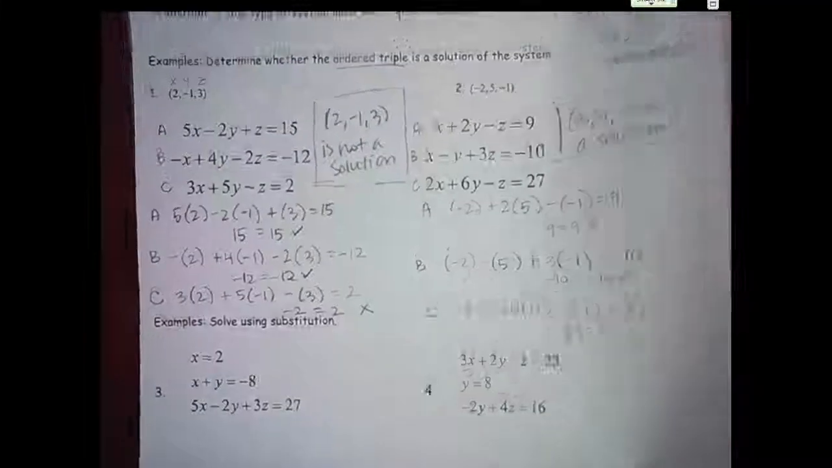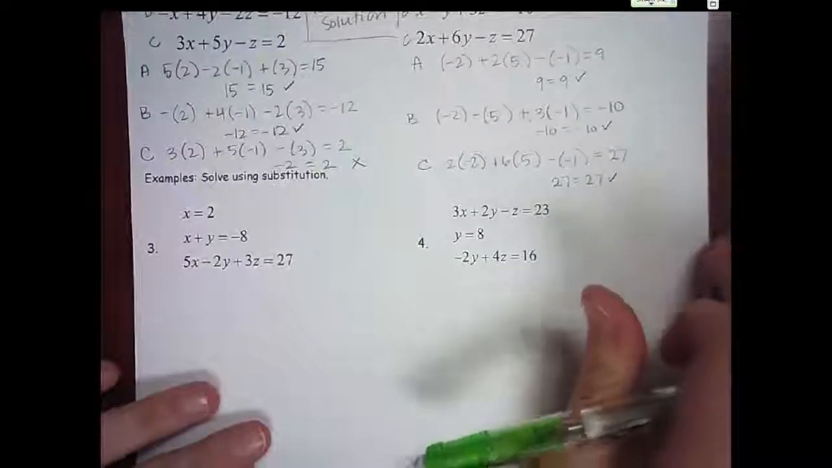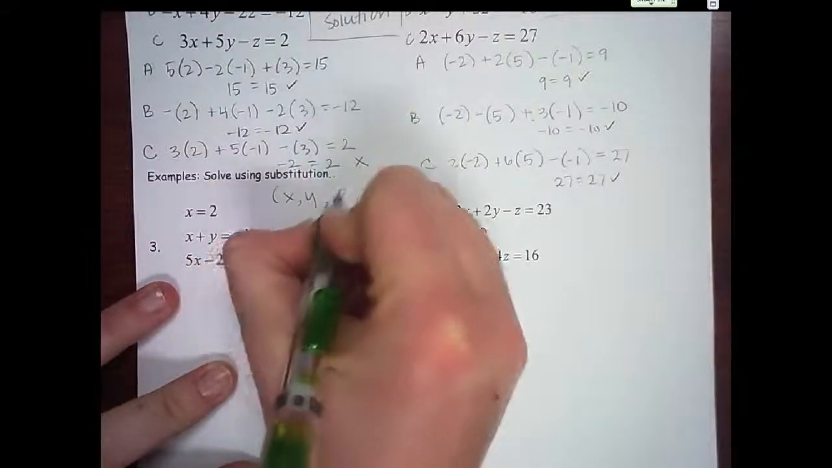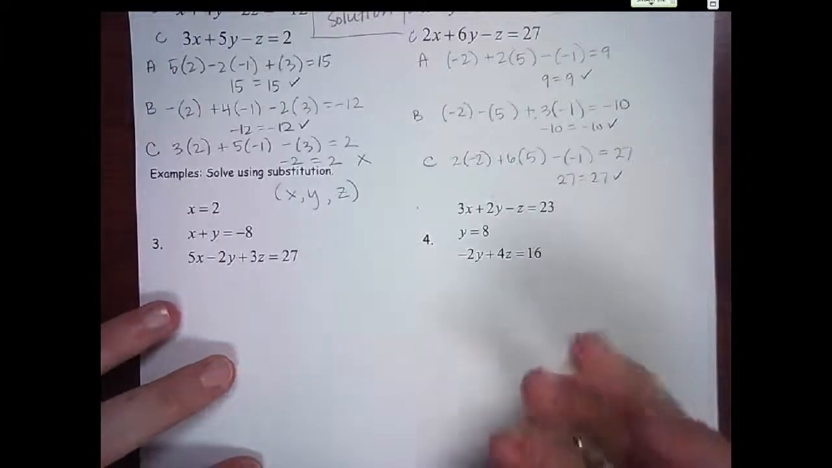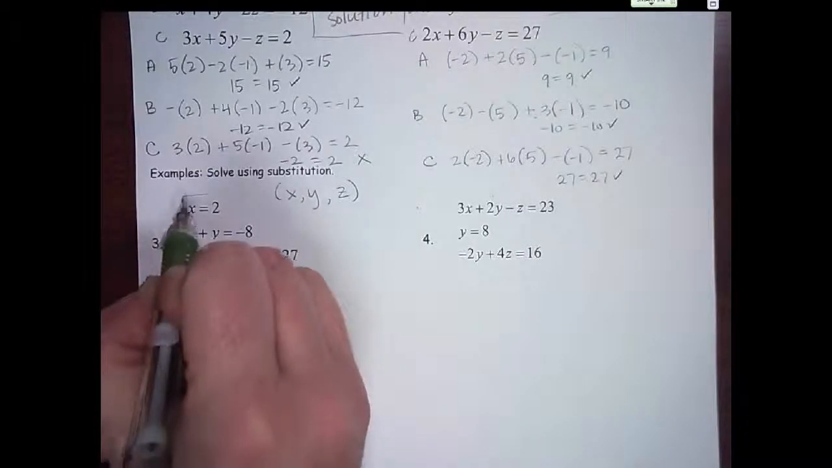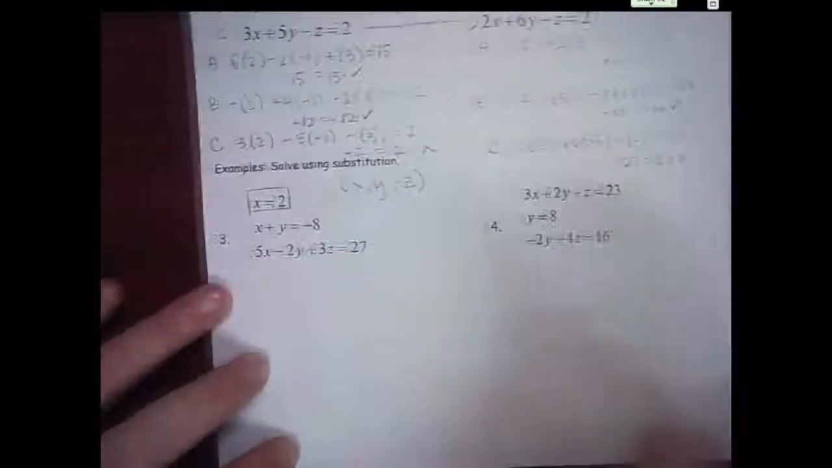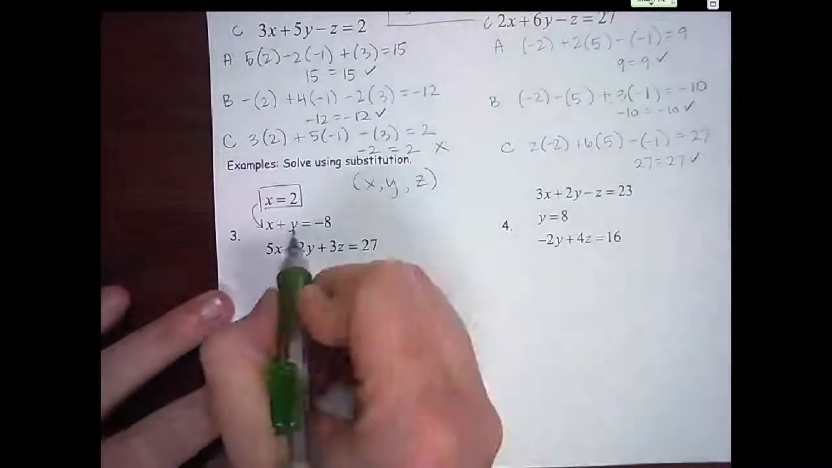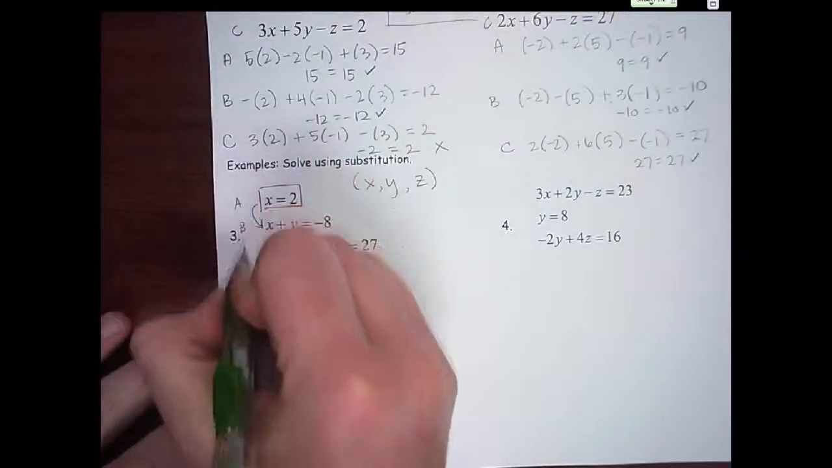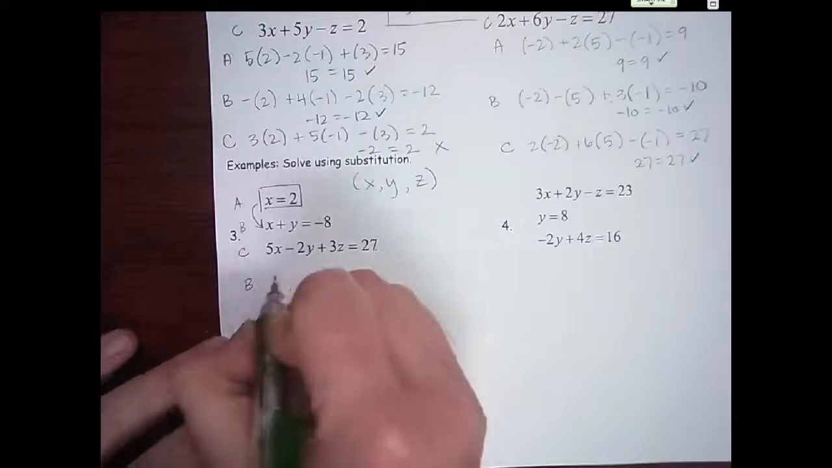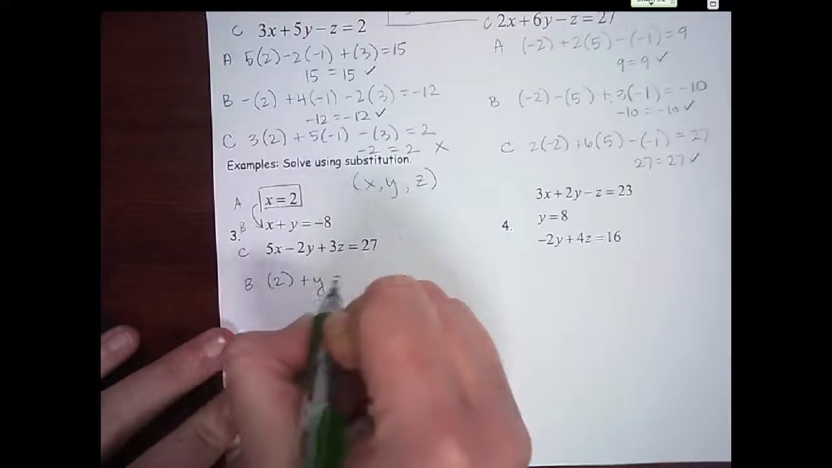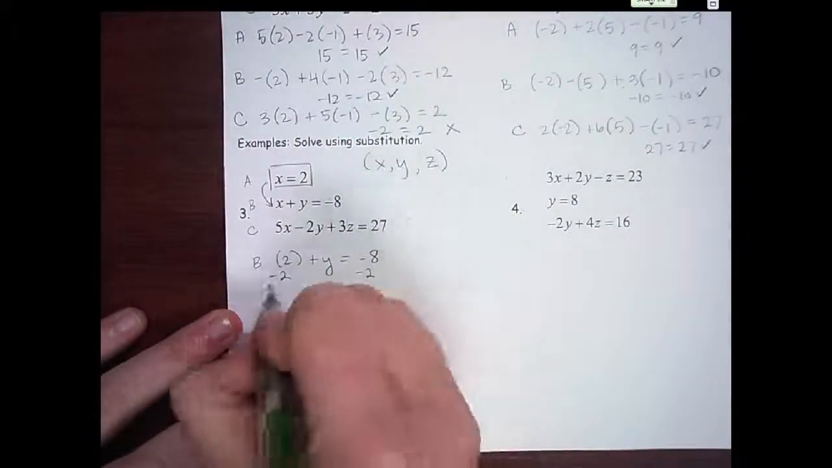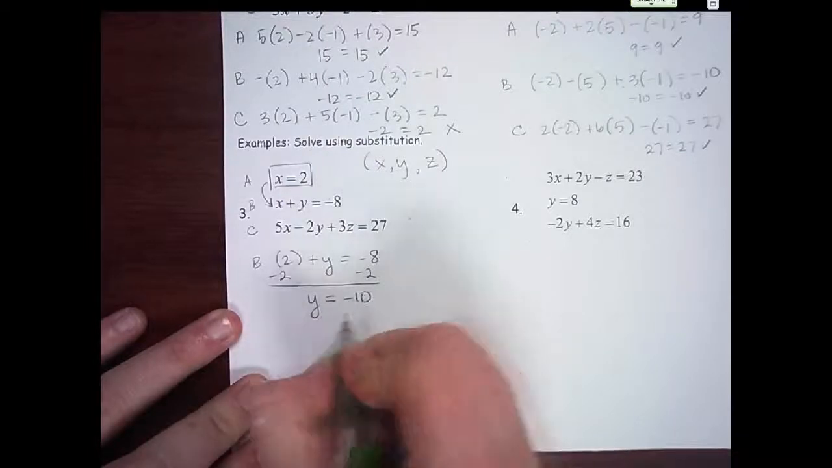All right, next example. So now we're going to solve using substitution. Now these are 3-variable systems, which means, remember, my answer should be x, y, z, like that, an ordered triple. This one, if you look at this, they already give you x equals 2. If I know x equals 2, I can put this into this equation and solve for y. So I'm going to label this A, B, C. In the B equation, I'm going to put 2 in for x plus y equals negative 8. I'm going to subtract the 2 over. So y equals negative 10.